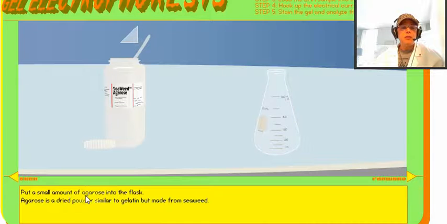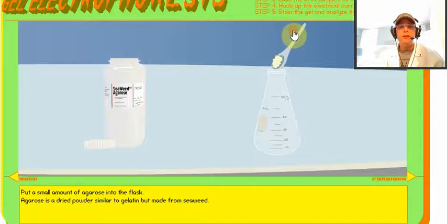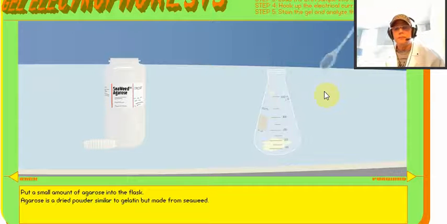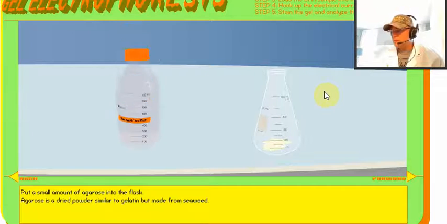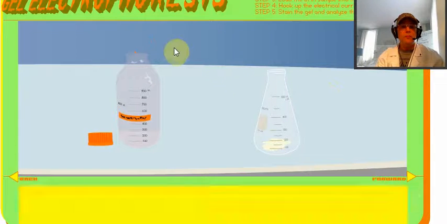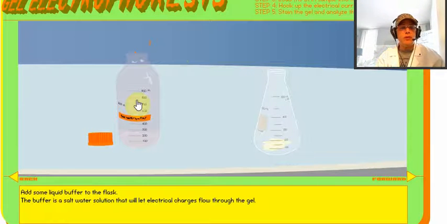Okay, put a small sample of agarose in the flask. Agarose is a dried powder similar to gelatin, but made from seaweed. All right, add some liquid buffer to the flask. The buffer is a salt water solution that will let electrical charge flow through the gel.